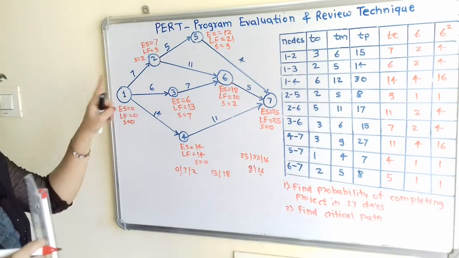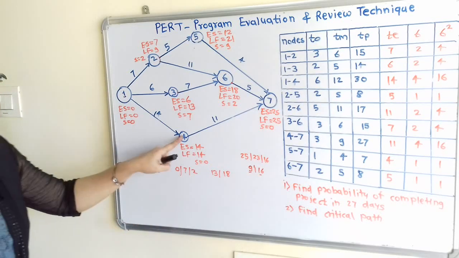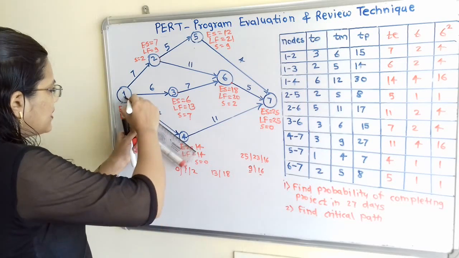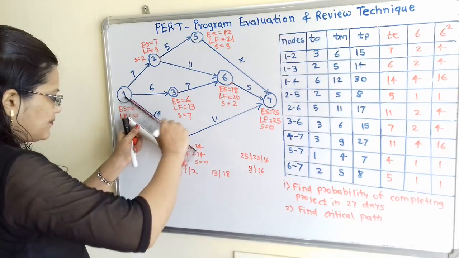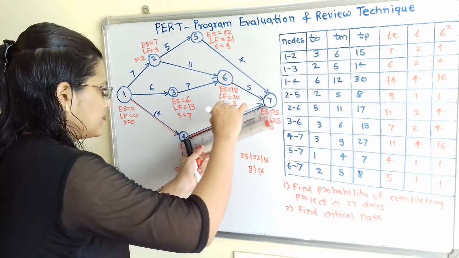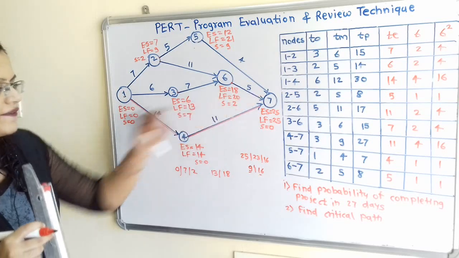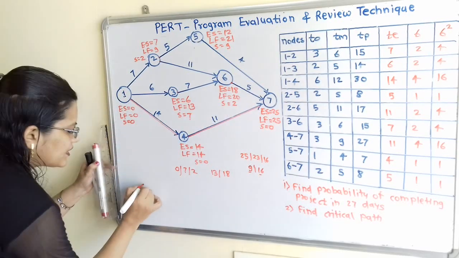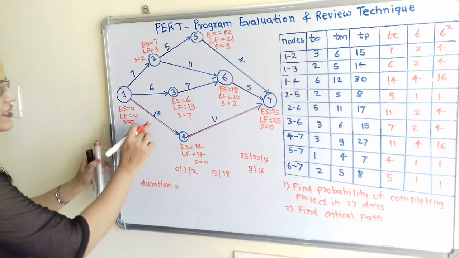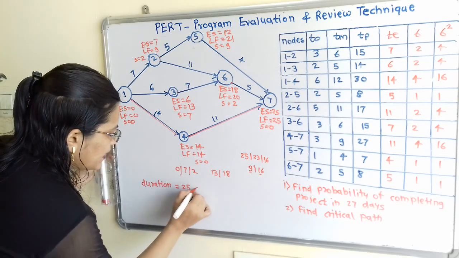Now we have to find out the points where slack is equal to 0. So it is 1, 4, 7. Now we will connect these points. I will connect with the help of a red marker. So this is the critical path, 1, 4, 7. Now what is the duration of the critical path? How to find out this duration? Duration for the critical path is 14 plus 11, that is 25 days.